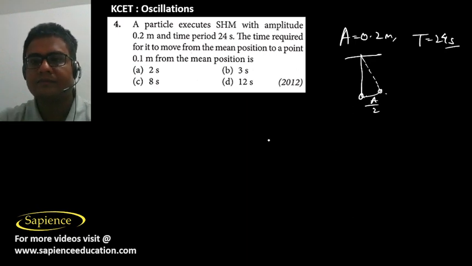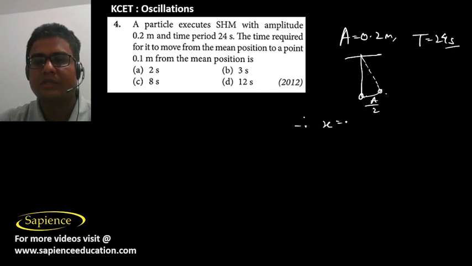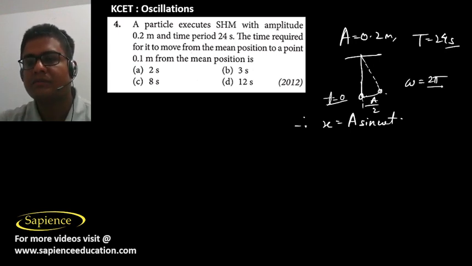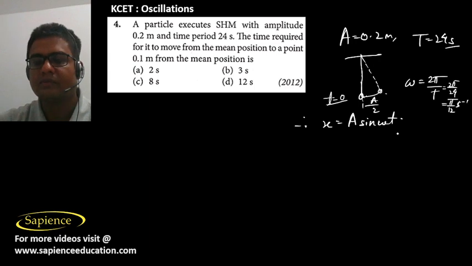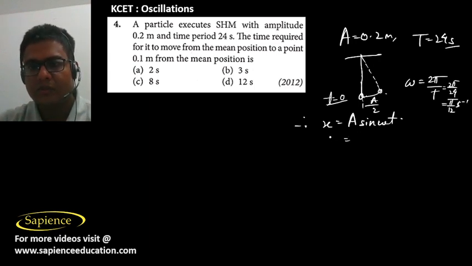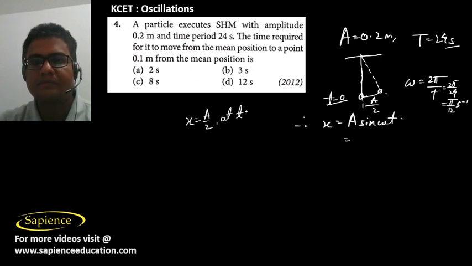So now the equation of motion of the SHM can be written as x equal to a sine omega t, since we can assume that at time t equal to 0 it was at the mean position. So omega is 2 pi by T, where T is the time period of the SHM. So that is 2 pi by 24, that is pi by 12 second inverse. So we have to find at which time x is equal to a by 2.